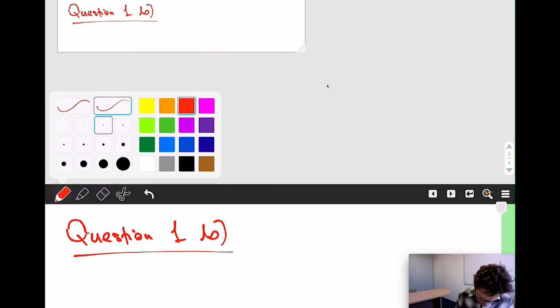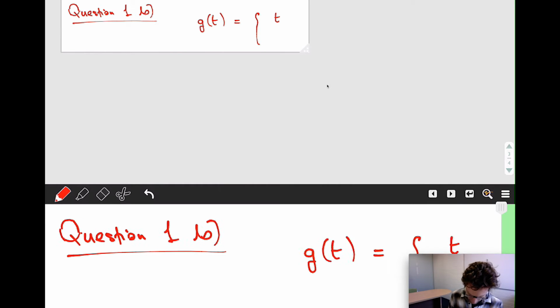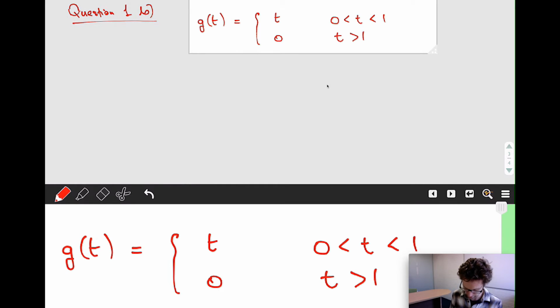So in this problem we're told that g of t is equal to t when t is between 0 and 1, and it's equal to 0 for t greater than 1. And notice there that we're not actually told what to do with the value t is equal to 1, so we're going to have to try and figure out what the most sensible thing to do is.